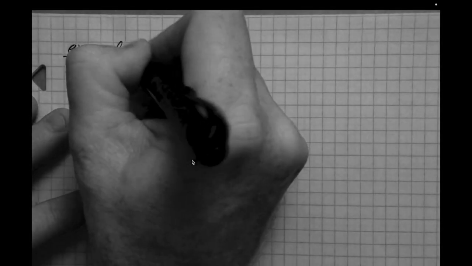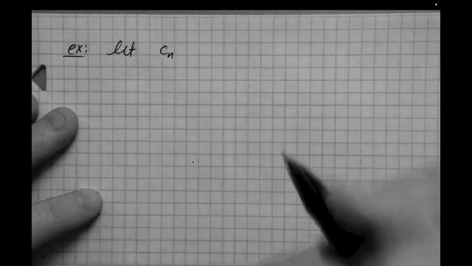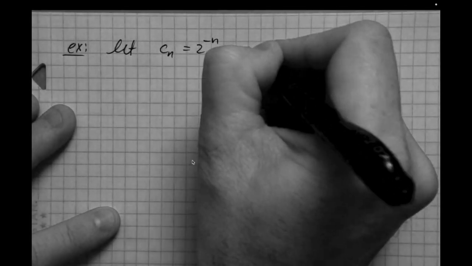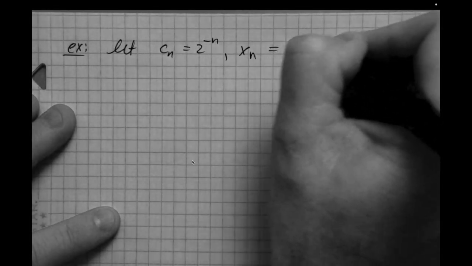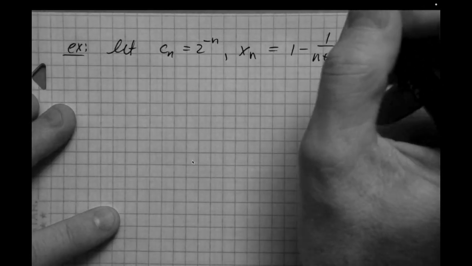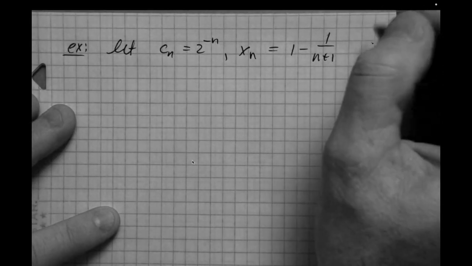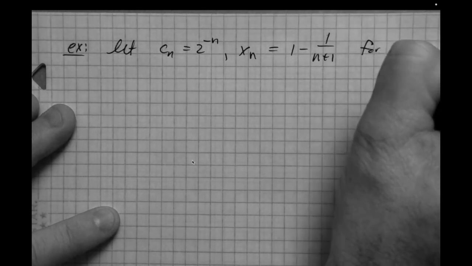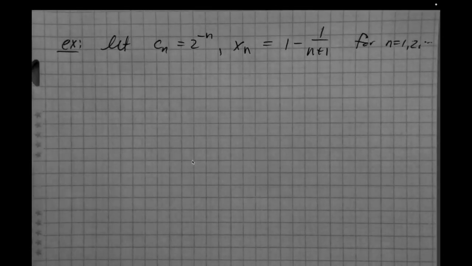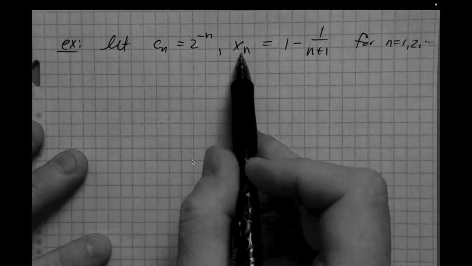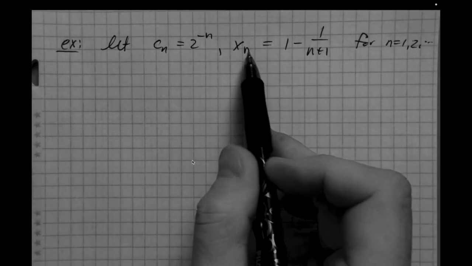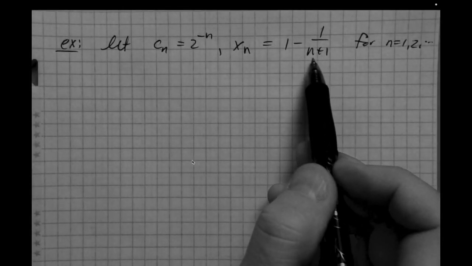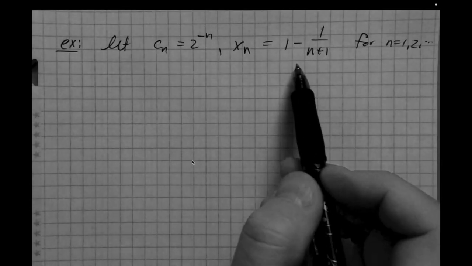So let's let the constants c_n be equal to 2 to the negative n. And let's let x_n equal 1 minus 1 over n plus 1. Here, the x_n's are going to be for all natural numbers, so for n equal to 1, 2, and so on. These are where you're going to have your discontinuities, 1 minus 1 over n plus 1. So 1 minus a half, for example, that's 1 half, you'll have a discontinuity.